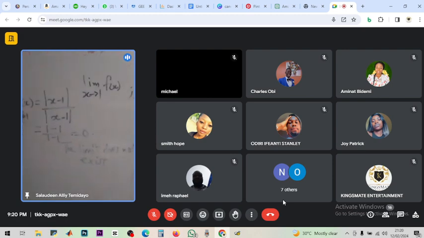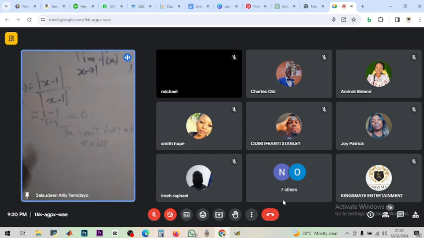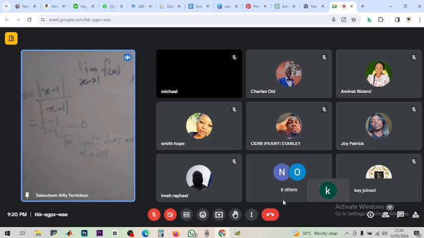If f of x equals this, then the limit of f of x as x goes to 1 does not exist.